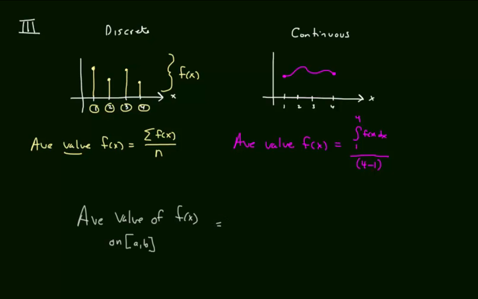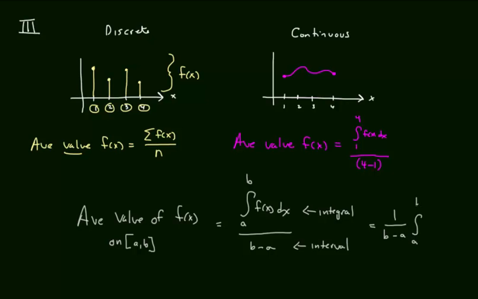The average value of f of x on some interval a to b is going to be the integral over the interval. And that's how I like to say it. Integral over interval. Some of the textbooks publish it like 1 over b minus a times the integral a to b f of x dx, which is the same thing. I just prefer to say integral over interval. It helps me to remember the formula.